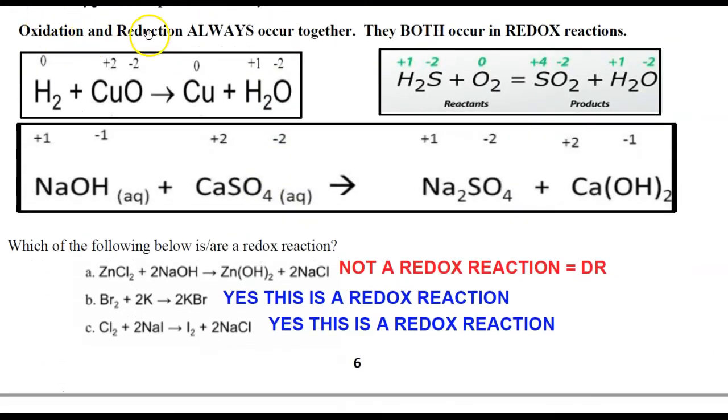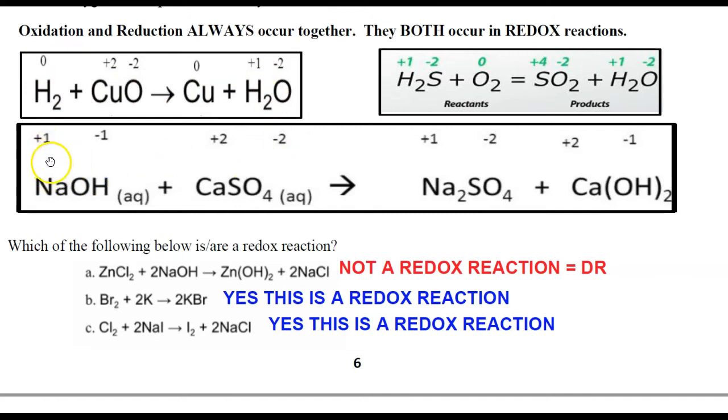So oxidation and reduction always occur together. They both occur in redox reactions. In order for a reaction to be considered a redox reaction, there has to actually be a change in the oxidation number before and after the reaction. So see how hydrogen was 0 on the left side and now it's +1 on the right side? Because that is a change, that makes this a redox reaction.